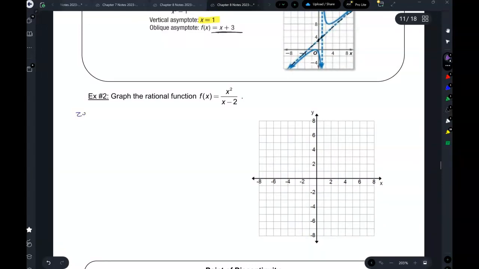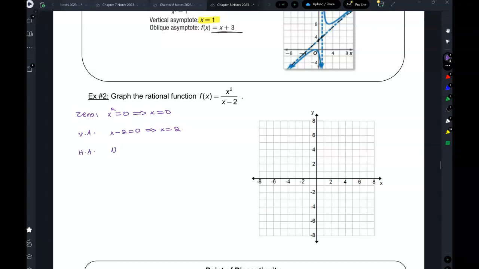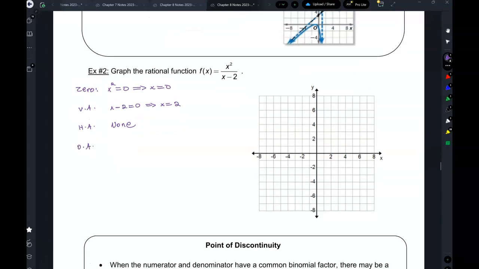Okay, so let's take a look at this one. Zero: x squared equals 0, x equals 0. Vertical asymptote, easy peasy at this point. x equals 2. Is there a horizontal asymptote? No. So we say none. You don't leave it blank. So no horizontal asymptote because the numerator is higher. But there is an oblique asymptote. To find the oblique asymptote, I have to divide this polynomial.